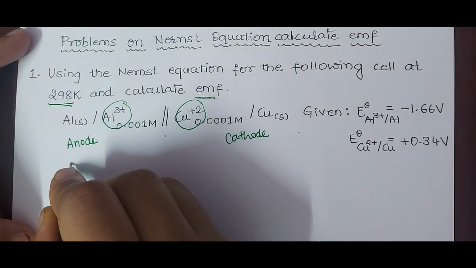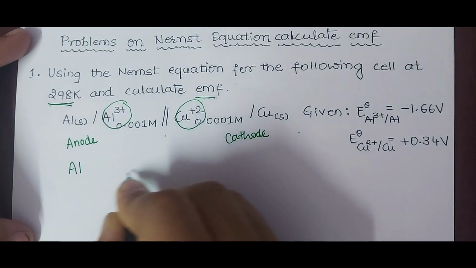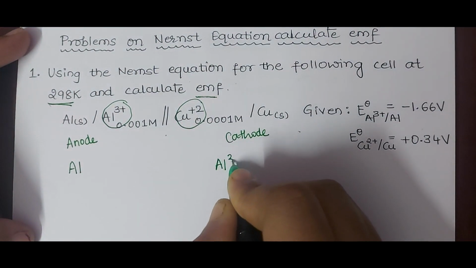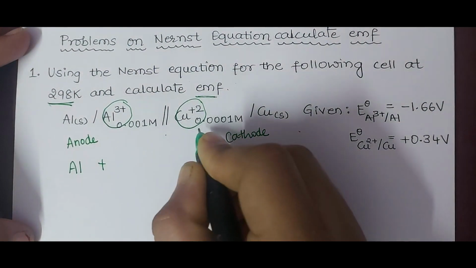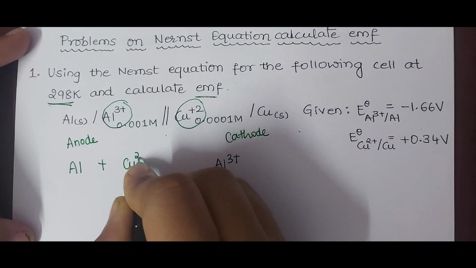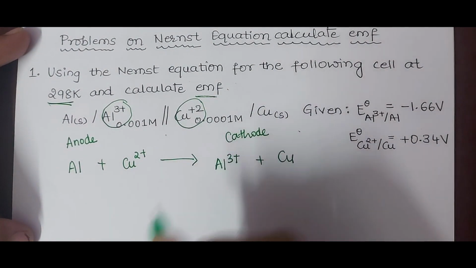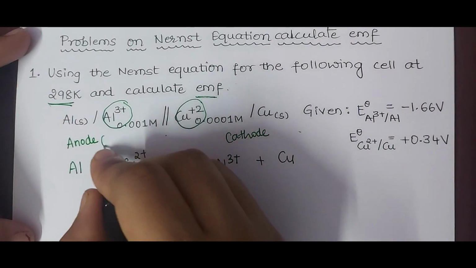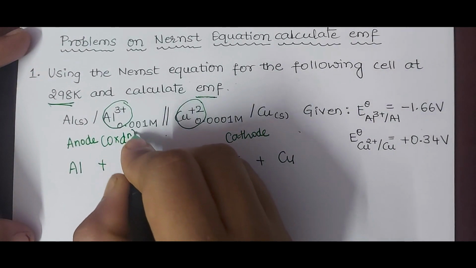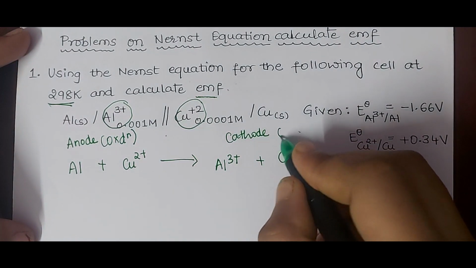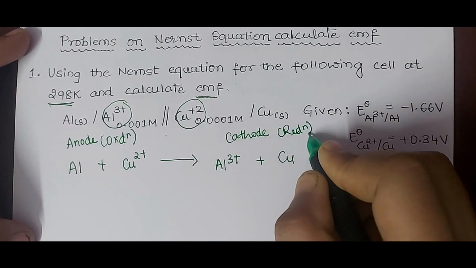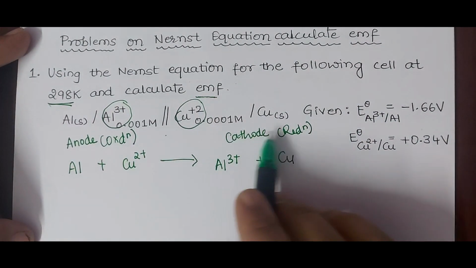Anode ion means it should undergo oxidation, meaning aluminium changes to Al3+. And what happens at the cathode? Copper ion changes to copper, that means it should undergo reduction. Remember, at the anode, which reaction should happen? Oxidation. And at the cathode, which reaction should happen? Reduction. Anode oxidation, cathode reduction.